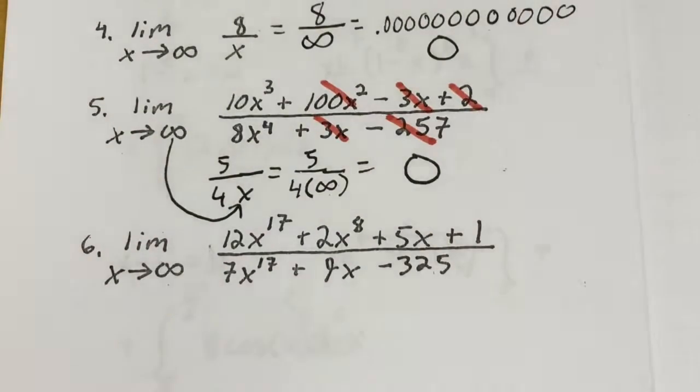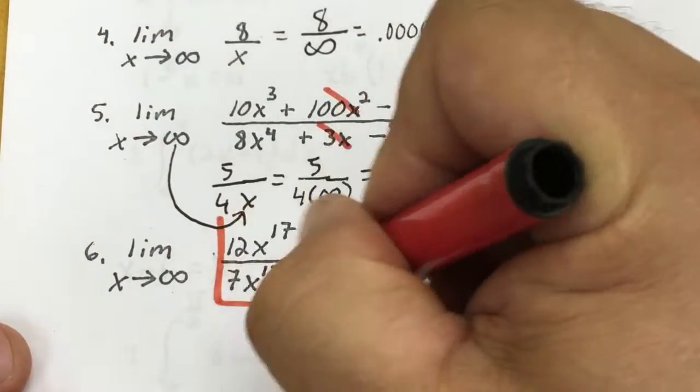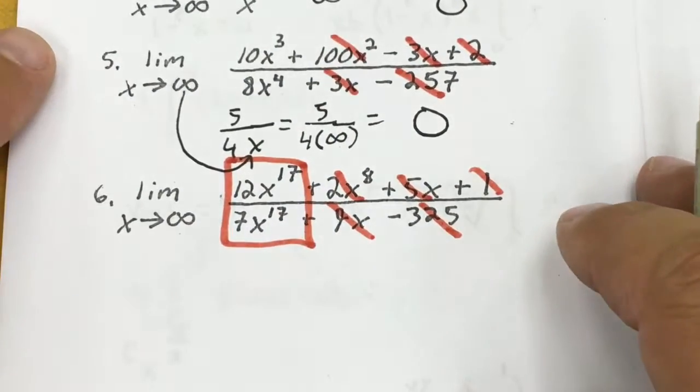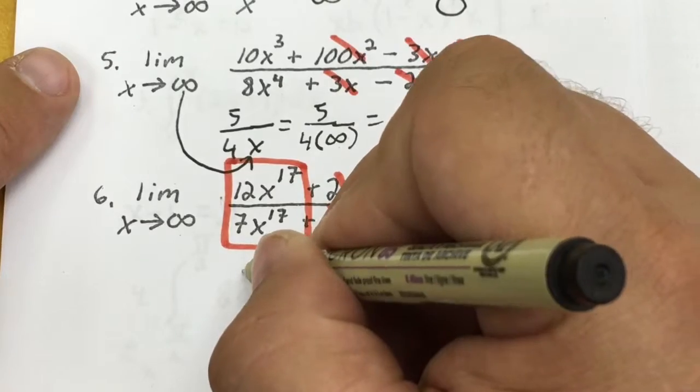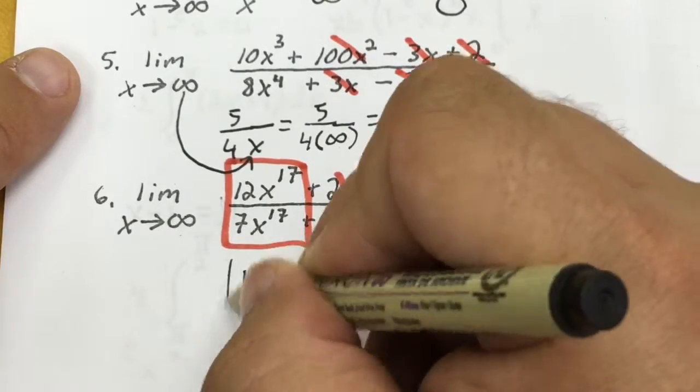Now the degrees are the same for number 6. So basically when I forget about all these other degrees and just look at this, well, x over 17 is going to simplify with x over 17. So this limit is actually going to approach the fraction 12 over 17.